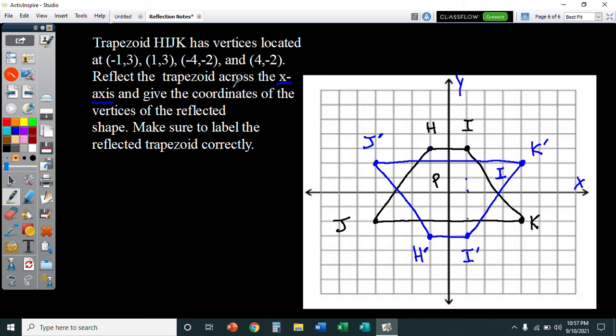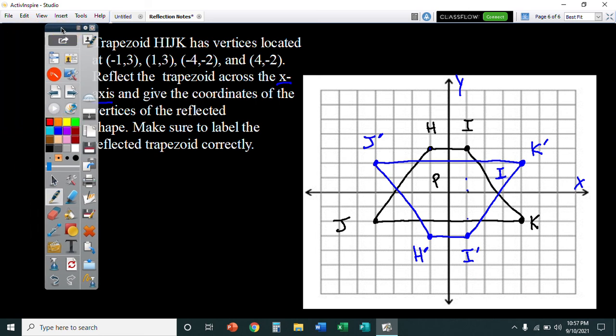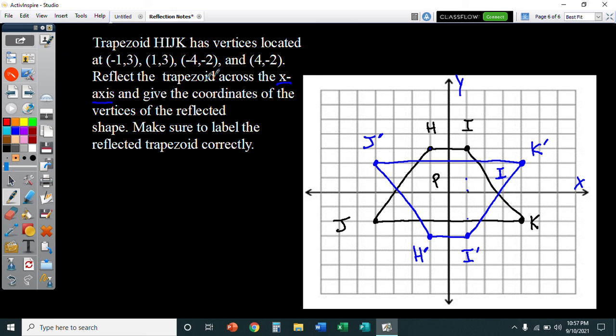Now, so I've reflected it. It says give the coordinates of the reflected shape. Well, you can either sit here and count, but in this case, I'm going to use the rule. So remember, we said if you reflect across the x-axis, and you can see here the x coordinates did not change. Okay, I only moved up and down. So H prime is going to be 1, 3. I'm sorry, 1, negative 3. The x coordinates stay the same.